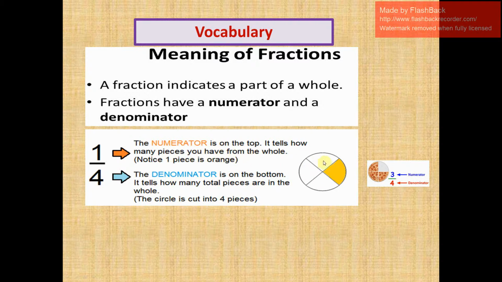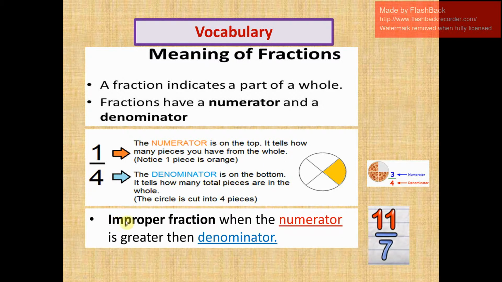Look at this model. 1, the shaded part. This represents 1, the top number. And the 4 is the denominator, it is on the bottom, as you see here. It tells how many total pieces are in the whole. See this circle cut into 4 equal parts. This is 4.